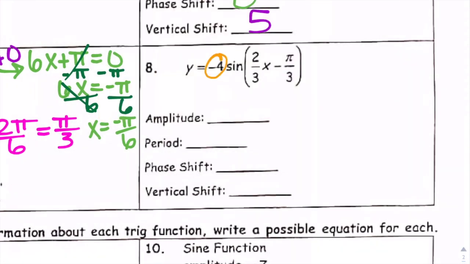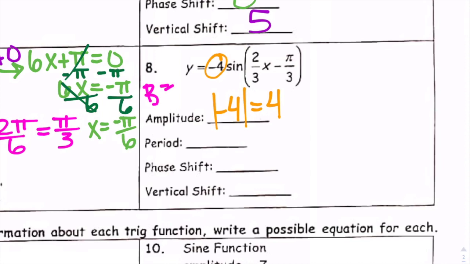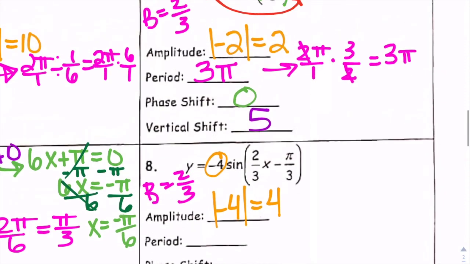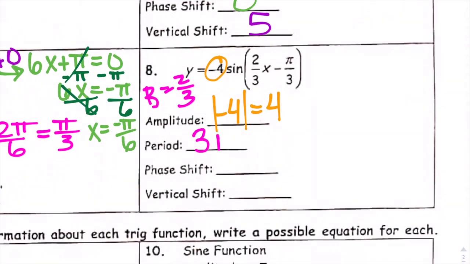Alright, so we have our A value, so the absolute value of that. Our B value is 2/3 here, which is the same as number 6 above. So you can follow that same process right there. So you'd get a period of 3 pi.